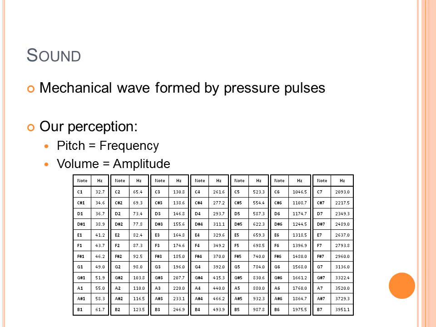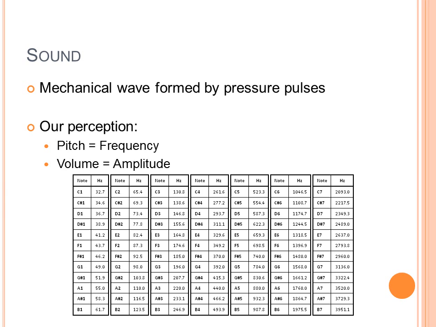So first, what is sound? Well, we know sound is a mechanical wave. It's a longitudinal wave, and it's a longitudinal wave caused by air pulsating back and forth at different pressures. This is what we actually perceive. Our ears pick up the change in pressure, and we perceive that as a wave.